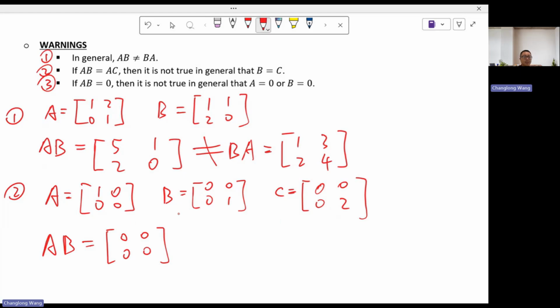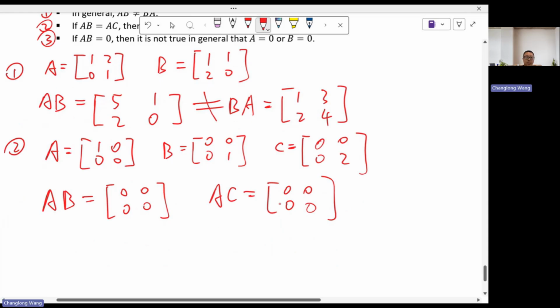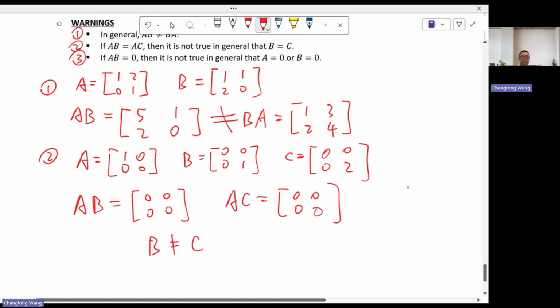But do you see that's indeed the fun part, or I mean the confusing part? A and B are not 0 matrices, but their product is a 0 matrix. Can you think of any numbers that are not 0, but the product of them is 0? That will never happen for pure numbers. And obviously you can compute AC, and you'll find, again, it's a 0 matrix. But obviously B and C are not the same.